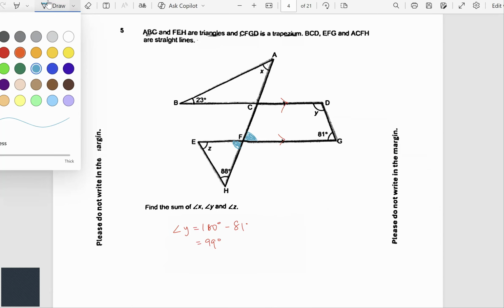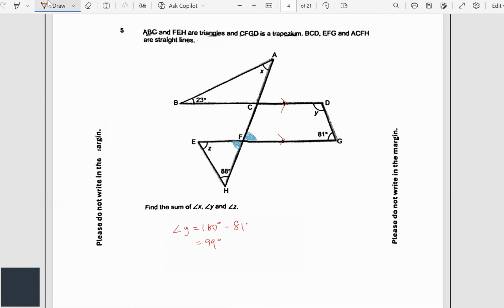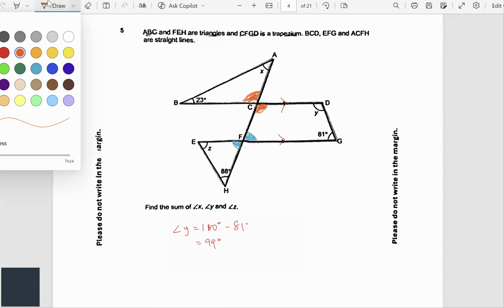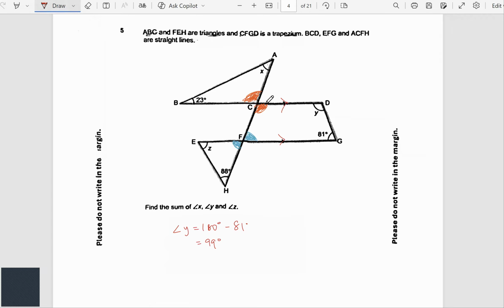Because you have vertically opposite angles, this angle here is the same as this angle here. Right? Okay. So what we know about these two, the red and the blue one, is that they are both 180 degrees. Okay, so 180 degrees is this one plus this one.